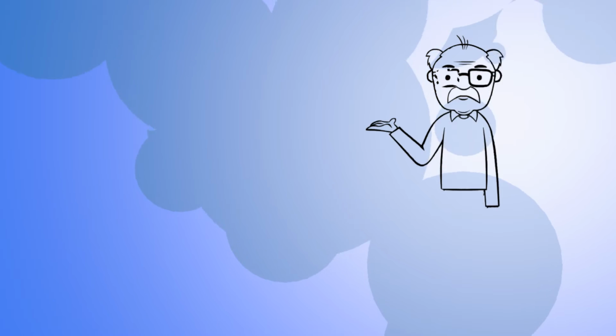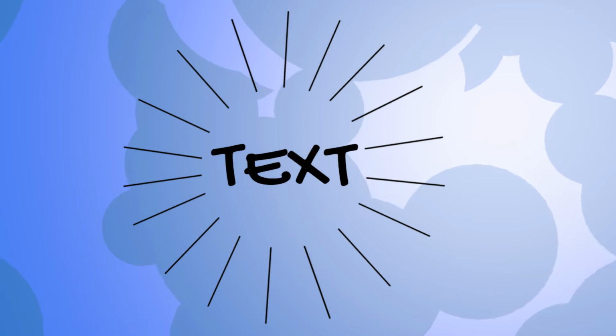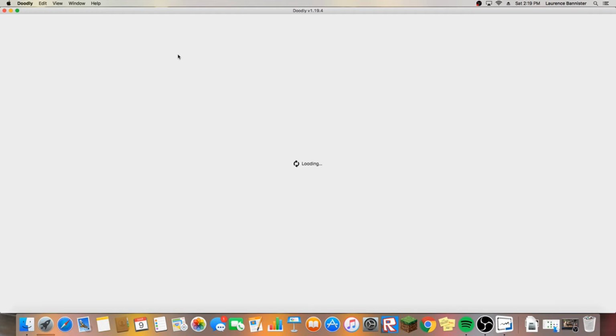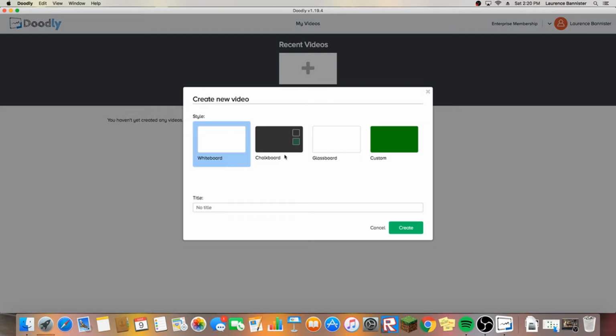Okay, here is a quick tutorial on using Shotcut to create a Doodly file that you can overlay over an image or a background or another video, for example. So let's get started. What we want to do is create a new Doodly file.